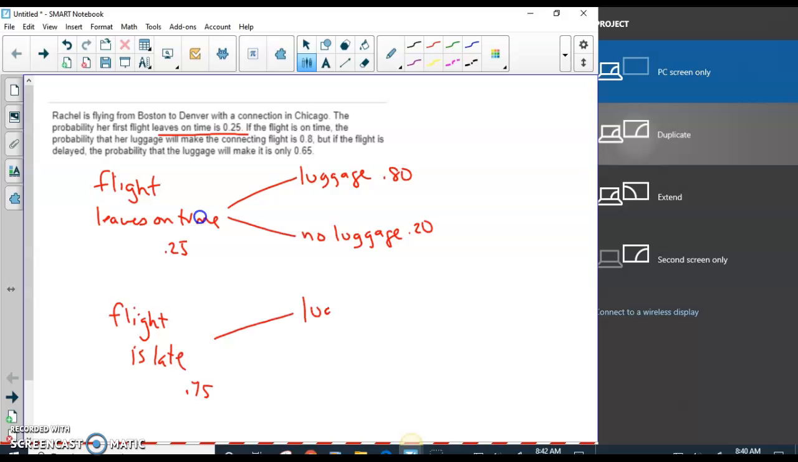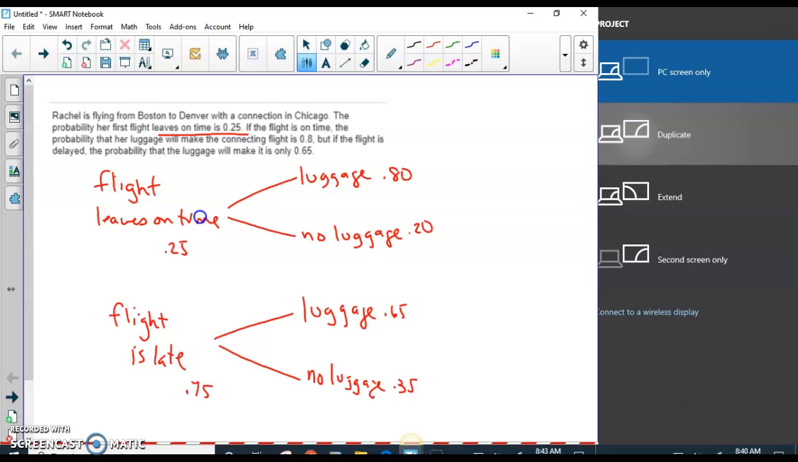But if the flight is delayed, the same thing can happen. She could get there and her luggage could be there waiting for her. But if the flight is delayed, the probability that her luggage will make it is only 65%, so 0.65. And if that is true, then the probability that she would get there and she wouldn't have any luggage would be 35%, or 0.35, 100 minus 65.